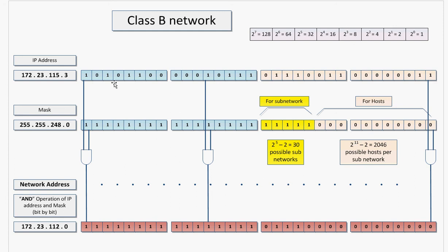When you do the AND operation bit by bit, that will be your network address. In this case, if I perform the AND operation on this bit, that is 1 and 1, the output will be 1, and I do the same thing for all the bits. Here again 1 and 1, and the last bit is 1 and 0, so the output will be 0. So the network address will be 172.23.112.0.